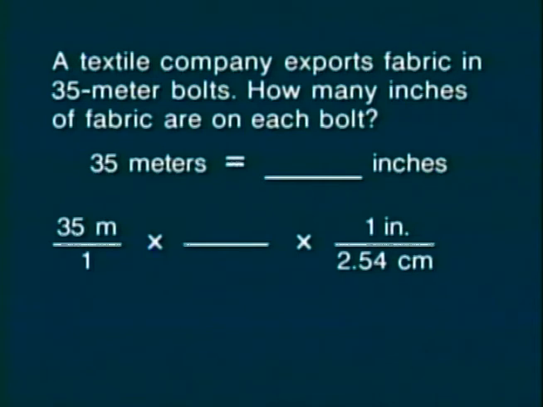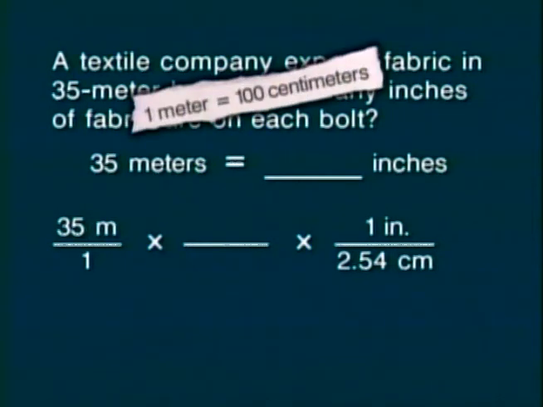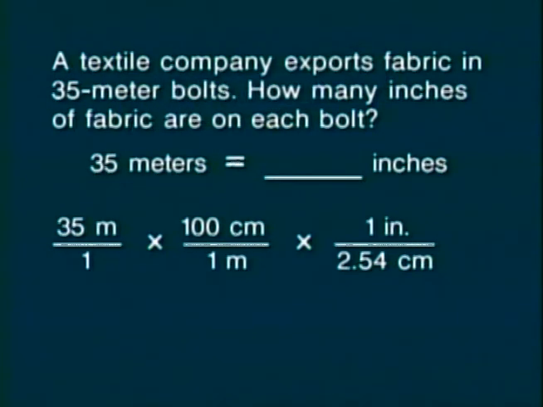Next, we need a unit conversion factor that will cancel the metric units, meter and centimeter. The unit equivalence for meters and centimeters is 1 meter equals 100 centimeters. The unit conversion factor we'll use is 100 centimeters over 1 meter. At this point, we can cancel meters and centimeters.